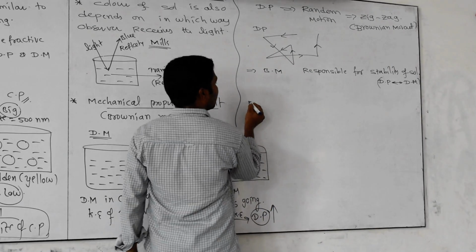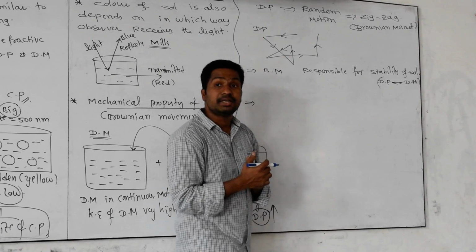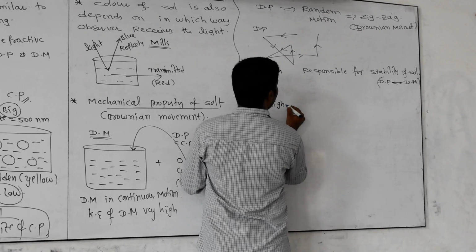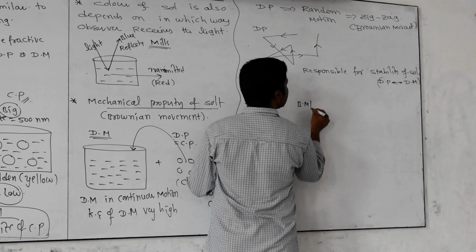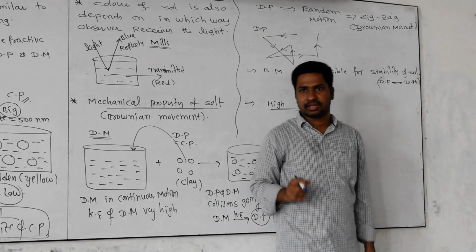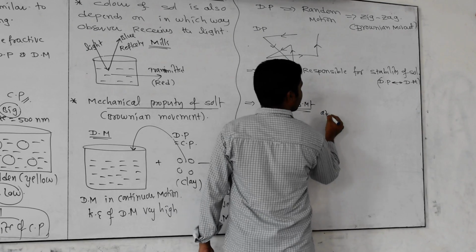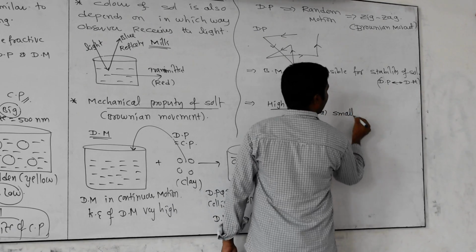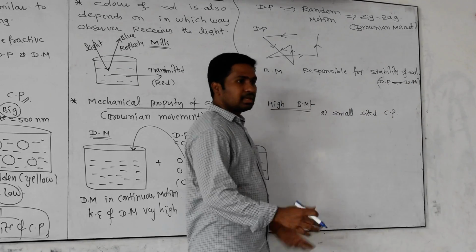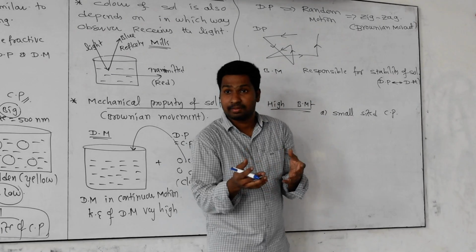And I want to tell one more thing. To get maximum Brownian motion, what are the conditions? I want more Brownian momentum, which means I want more speed of the colloidal particles. What are the conditions? Yes, very good. First, you have to take small-sized colloidal particles. If you take small size, they have more speed, then Brownian movement will be more, then stability will be more.